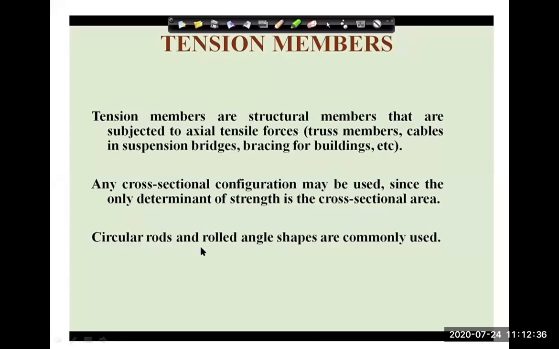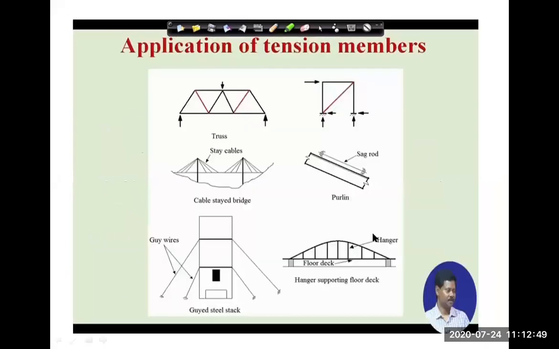Now circular rods and rolled angle shapes are commonly used for the tension member. Are you getting? Now you can see here some of the types or applications of the tension member.